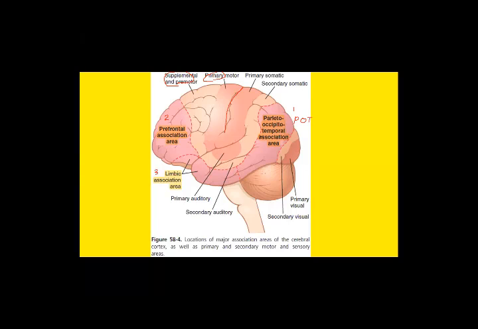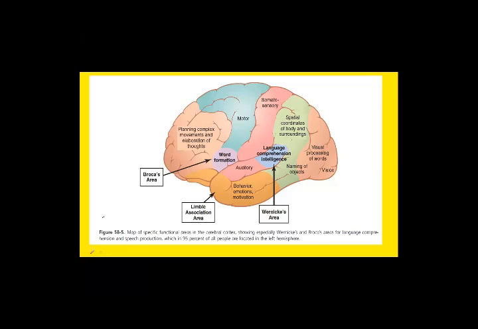Now, what are the functions of these association areas? We will start from the POT association area, that is parieto-occipito-temporal association area. And the major functions of this parieto-occipito-temporal association area are depicted in this figure. And the first function is the spatial coordination of body surroundings. So this is an important function of the POT association area.